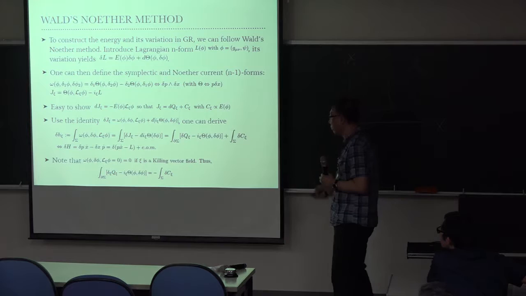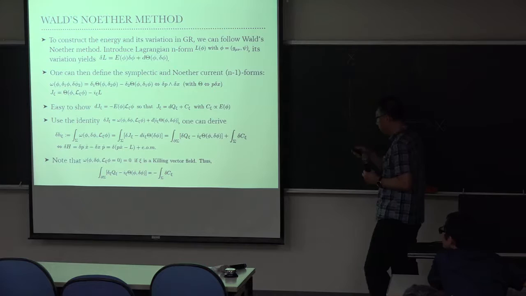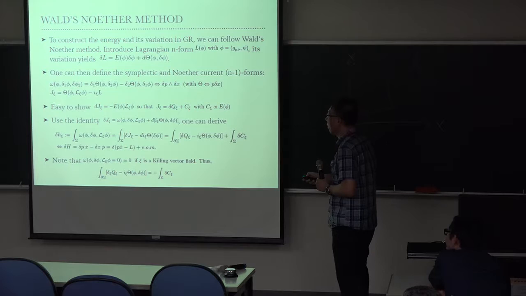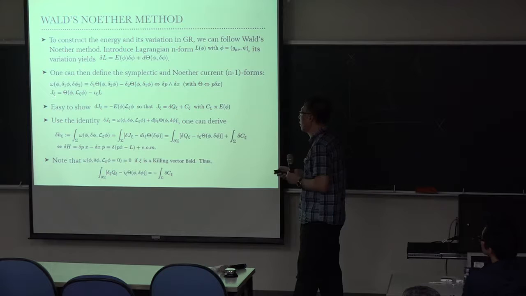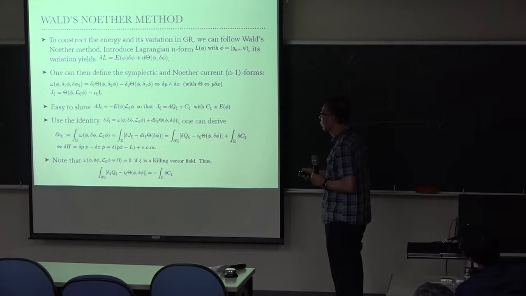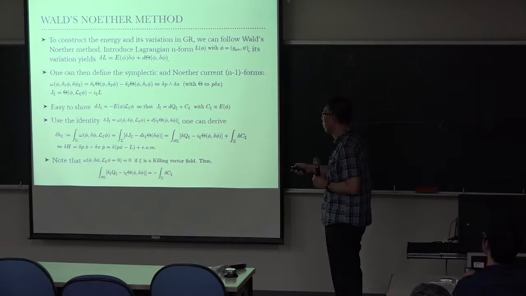Then from this symplectic potential and the Lagrangian, you can also introduce the Noether current, an n minus one form associated with the vector field ξ. If ξ is not a symmetry generator, then ξ can be an arbitrary vector field. If this ξ is a Killing field, then this corresponds to the conserved current. You can easily show that it is indeed conserved, up to the equation of motion. You can just do the Lie derivative, and it's easy to show this. So it's conserved only on-shell.